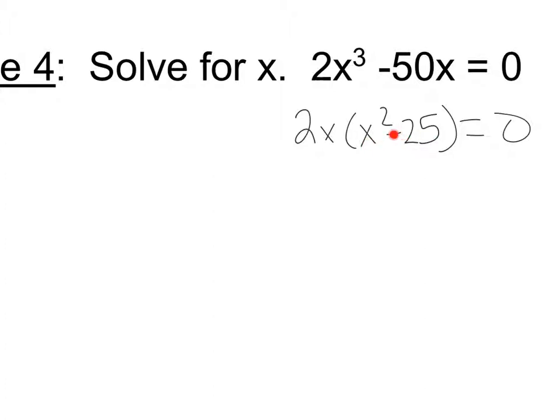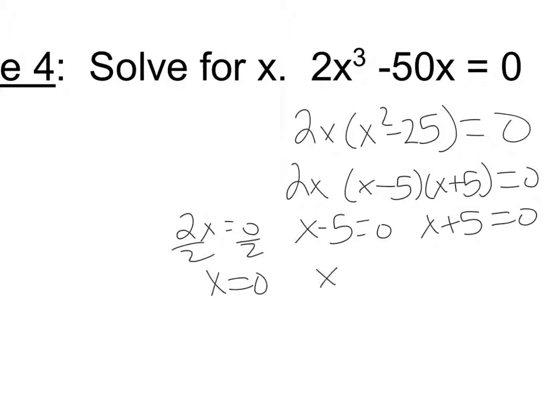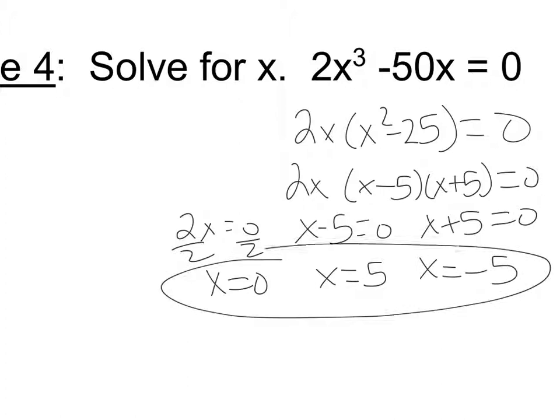But here, this is the difference of two perfect squares. What's the square root of x squared? x. So remember, this is going to be x minus 5, x plus 5 equals 0. Bring down the 2x. So then you get 2x equals 0, x minus 5 equals 0, x plus 5 equals 0. So you get x equals 0 because you divide by 2. Add the 5, subtract the 5. Now if they ask for this notation, remember you just go negative 5, comma 0, comma 5.